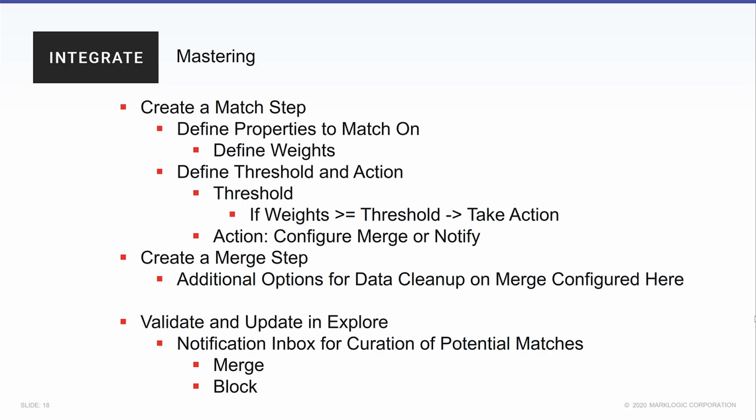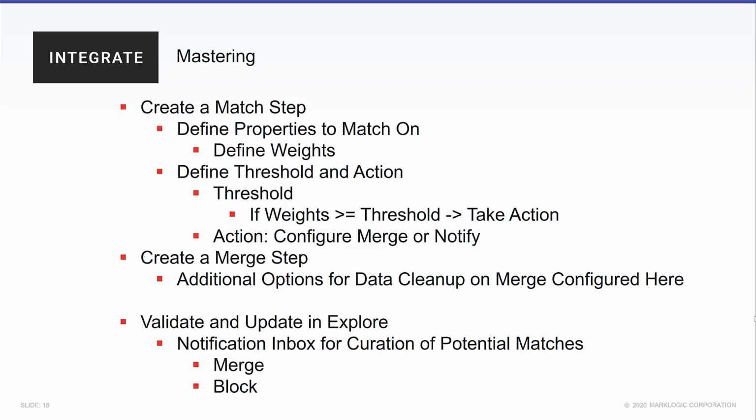If you have to disambiguate or deduplicate entities, you create a match step. You can define properties to match on in that match step, and define weights on those properties, depending on how important it is to match on those properties to determine whether or not you have a potential duplicate on your hands. You can define a threshold and an action. The threshold is such that if the weights you've defined are greater than or equal to the threshold, then we want to take an action. The action can be configured to either merge those entities by default or notify you that you have a potential match so that you can then go curate those yourself.